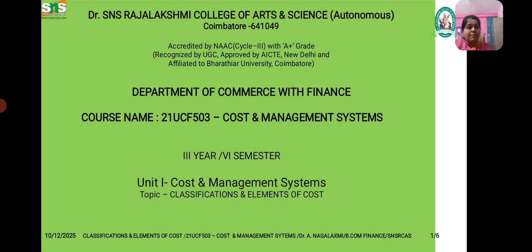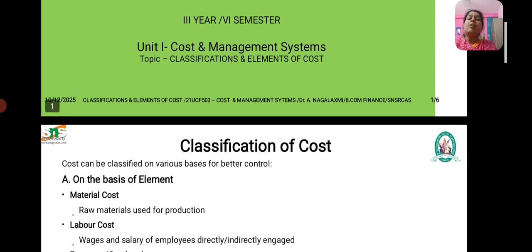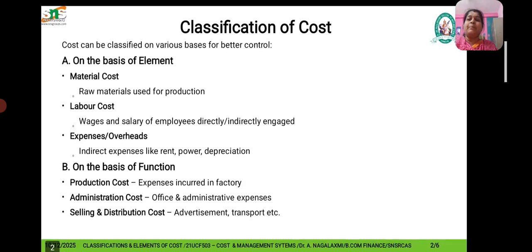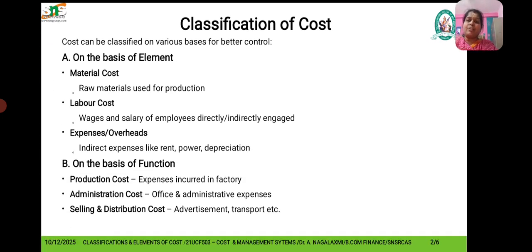I'm here to explain a concept: classifications and elements of cost. It comes under the course Cost and Management Systems. Now we are going into the concept. First, the classifications of cost. Cost can be classified on various bases for better control of the cost. As in the previous video, we have seen the concept of cost. Now we are going into the classification and elements of cost.